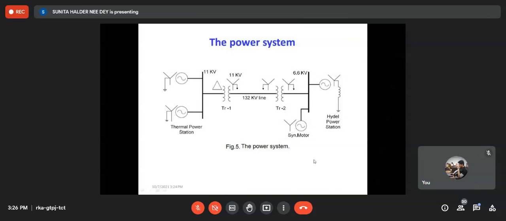So this is the power system. We have to simulate it and find out the fault current. Here the fault point is shown as the HC terminal of transformer 2. So this one is the fault point.